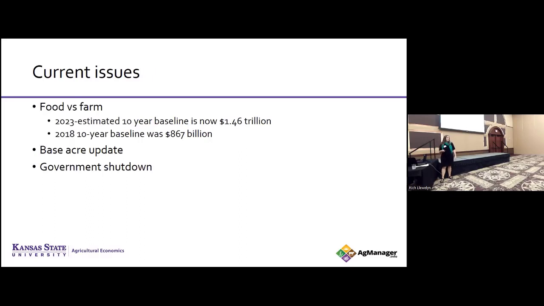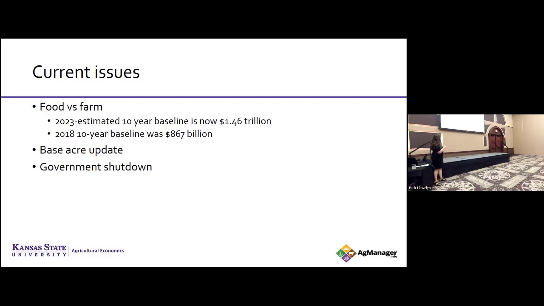So what I want to cover mostly today is a couple issues related to passing a new farm bill. The first is some changes between the 2018 Farm Bill and 2013. I said food versus farm. That's not saying I'm thinking this is necessarily a fight. The two go hand in hand. But there is a current debate about the allocation of Farm Bill funds to nutrition versus farm programs.